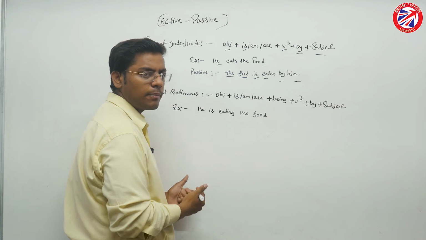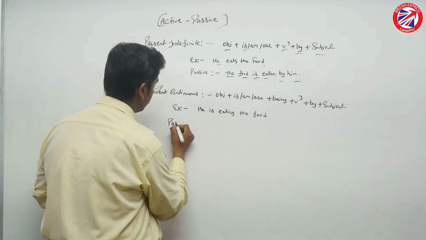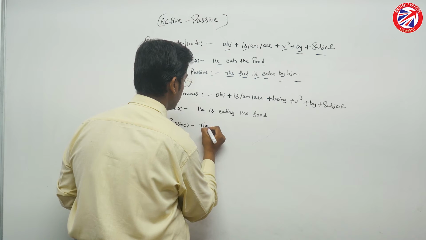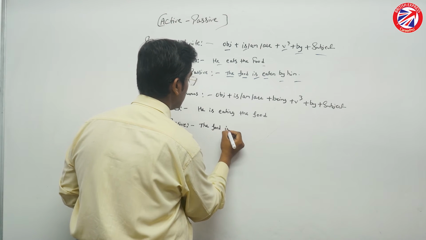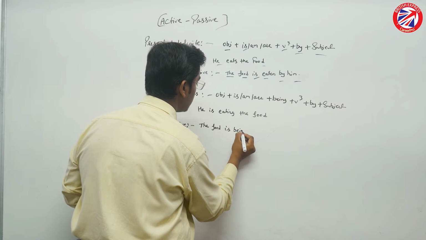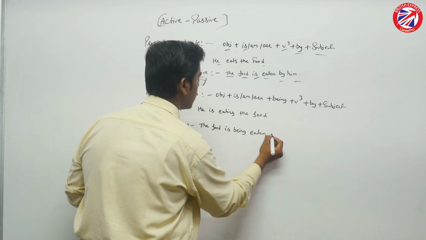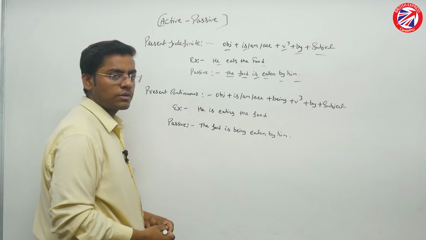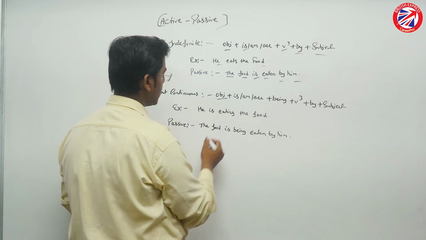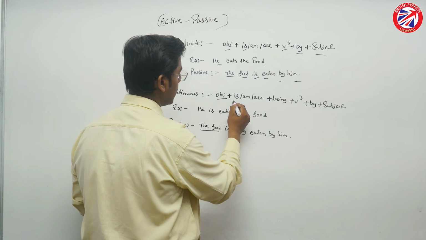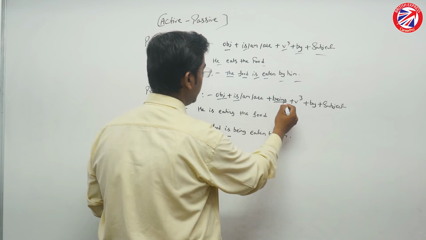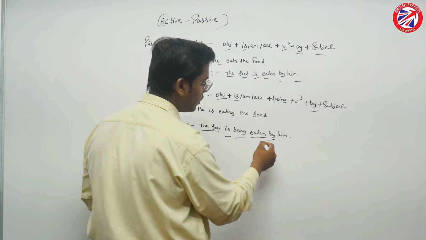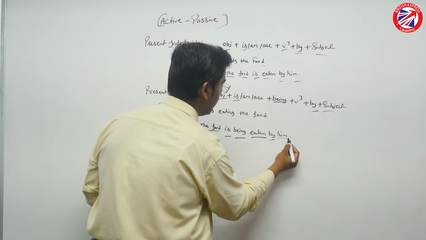Now let's convert it into the passive one. So it would be like the food is being eaten by him. Now let's understand this. You can see for the object we have used the food, then is, then after that we have used being, then the third form of eat, that is eaten, and again we have used by, then you can see the subject as well, like him.